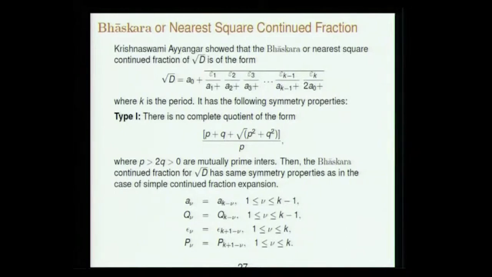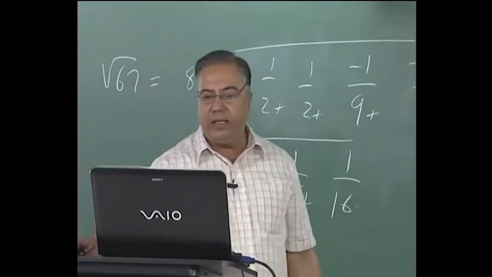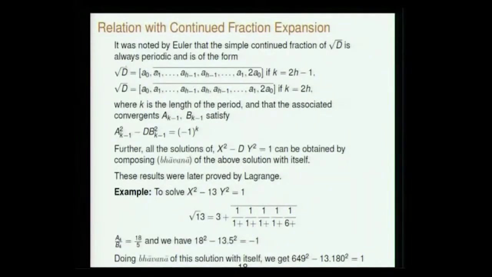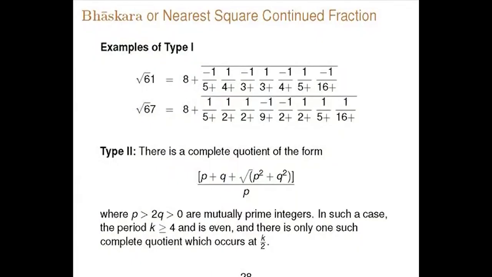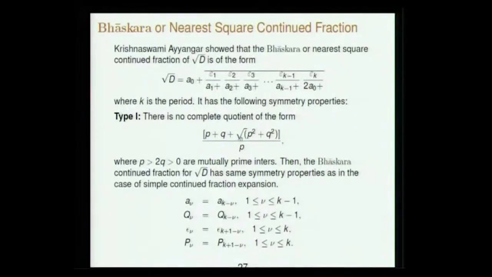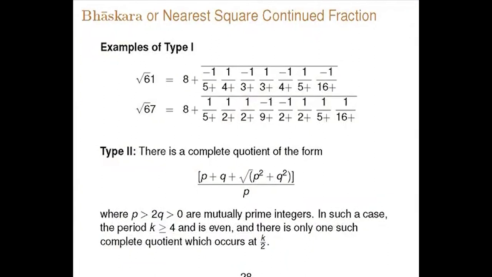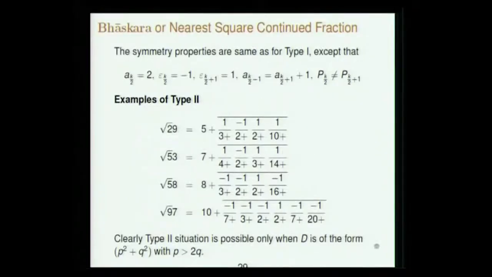Next, he also studied the periodicity properties of the continued fraction. Now, just look at this. Let us look at the case of 61. You see there is a complete periodicity here, a1 to ah minus 1, ah minus 1 to a1 and a2 a0. So, similar periodicity exists for the Bhaskara continued fraction also, for most of the situations which Krishnaswamy Iyengar called type 1, where certain kind of complete quotients do not occur. The Bhaskara continued fractions have the same symmetry, but in some particular cases they have a more complex symmetry, and these are examples where the symmetry is more complex. 29, 53, 58, 97, the Bhaskara continued fraction does not have the kind of symmetry that the simple continued fraction has, it has a more complex symmetry.